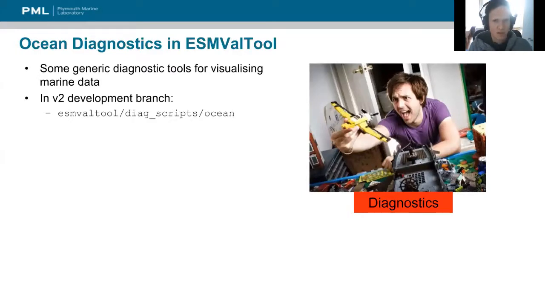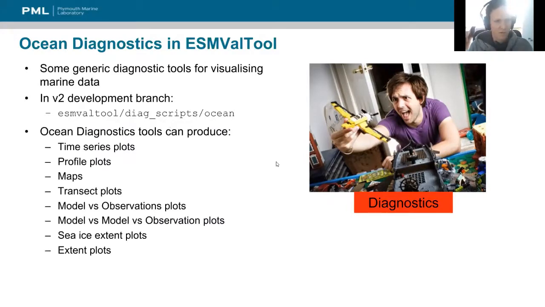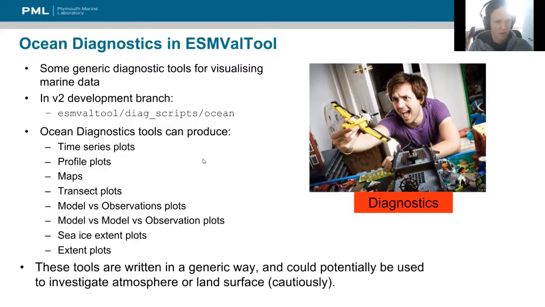Okay, so I'm just going to show now a couple of ocean diagnostics tools that we've been working on. They are fairly generic as far as they can be. And they're in the master branch now under Diagnostic Scripts Ocean. So they can do things like time series, profiles, maps, transects, models versus observations, and extents. I'm just going to show a couple of them now real quick though. Some of them are written in a fairly generic way, and so they might actually be useful to investigate atmospheric stuff or land surface if used cautiously.